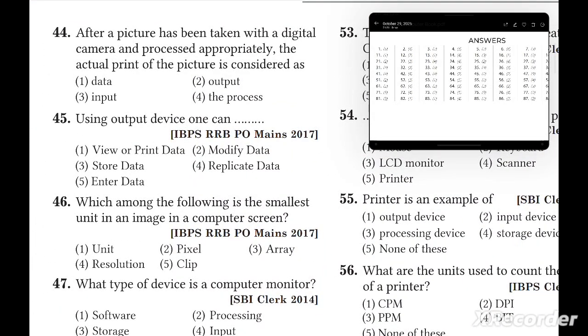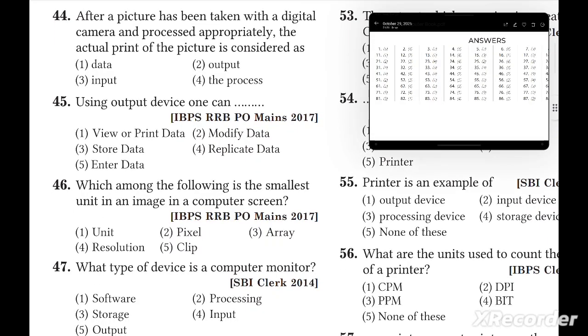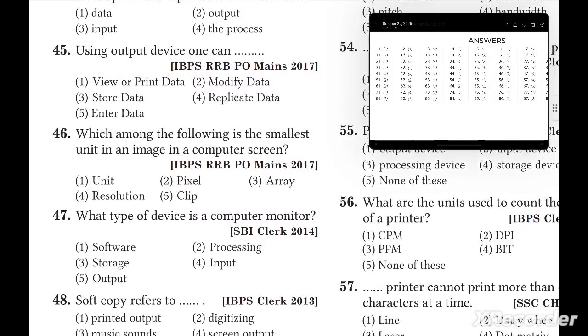Next question. After a picture has been taken with a digital camera and processed appropriately, the actual print of the picture is considered as first data, second output, third input, fourth the process. The correct answer is second output. Next, using output device, one can dash first view or print data, second modify data, third store data, fourth replicate data, fifth enter data. The correct answer is first view or print data.